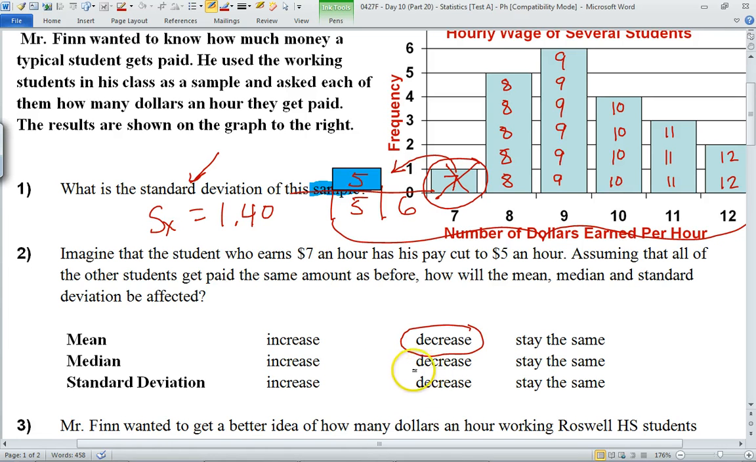Okay, hopefully you can put your hands down. Hopefully everybody said that the standard deviation is going to increase, because by moving this over to a 5, I'm making the data more spread out than it was before. So that's going to increase the standard deviation. Wait, I forgot to circle this. The median stayed the same.